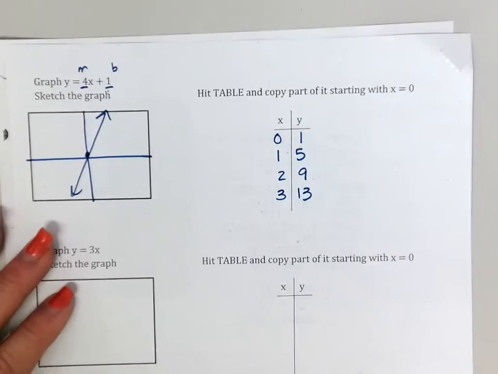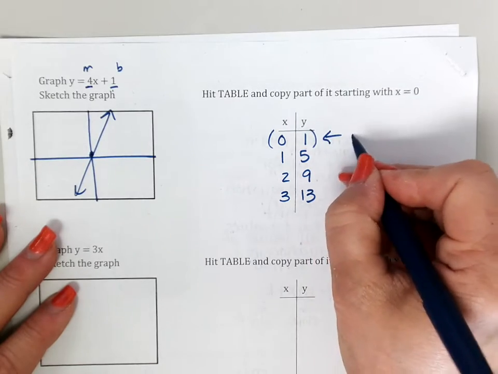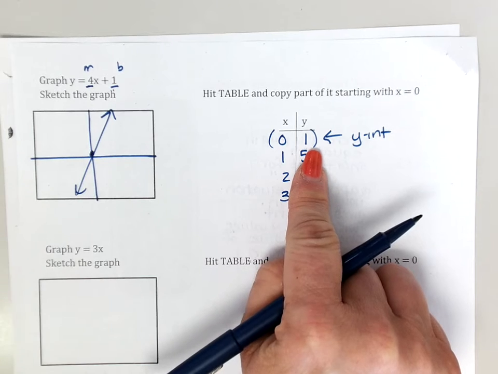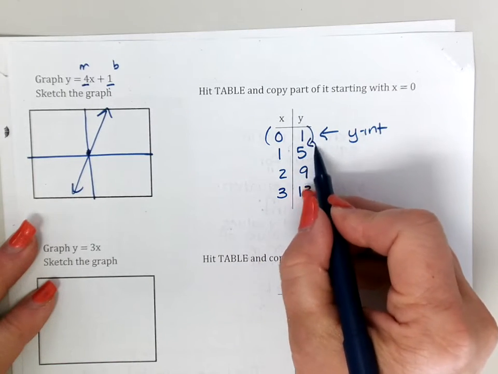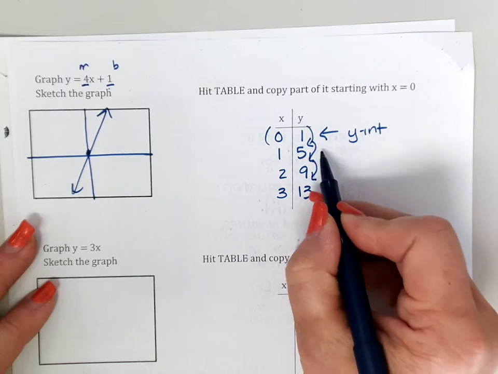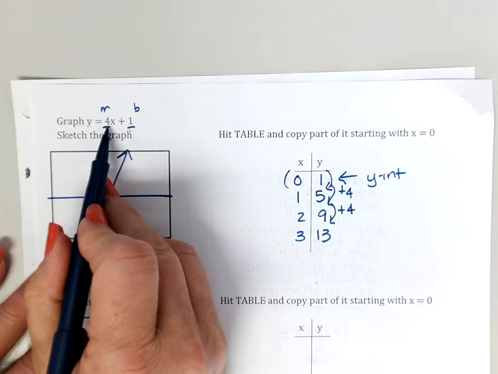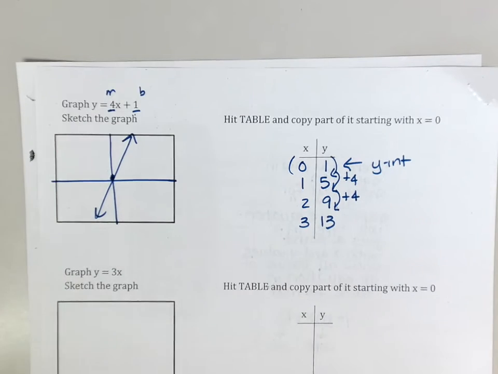Okay. In the table, because these are like ordered pairs, this is my y-intercept because that's where x is 0. That's my y-intercept. If you look here, what's this going up by? Plus 4. You see your rate or your slope is 4. So you can see in a table the slope as well.